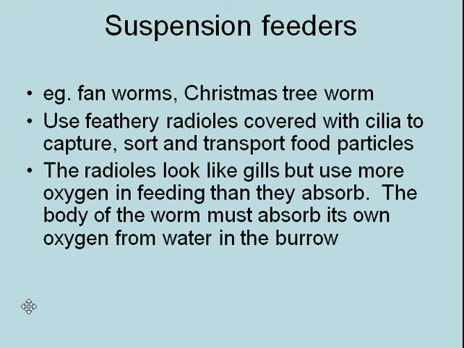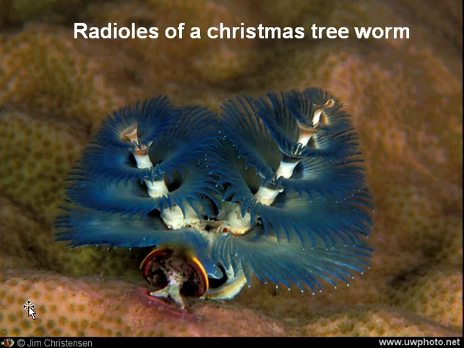Okay, some of these worms also use the strategy of suspension feeding, and these are some of the prettier of these annelid worms, the polychaetes. So fan worms, Christmas tree worms, these things have something called radioles. They look a bit feathery. They're covered with cilia, again, another ciliated surface, to capture, sort, and transport food particles. So here is a nice picture of the radioles of a Christmas tree worm.